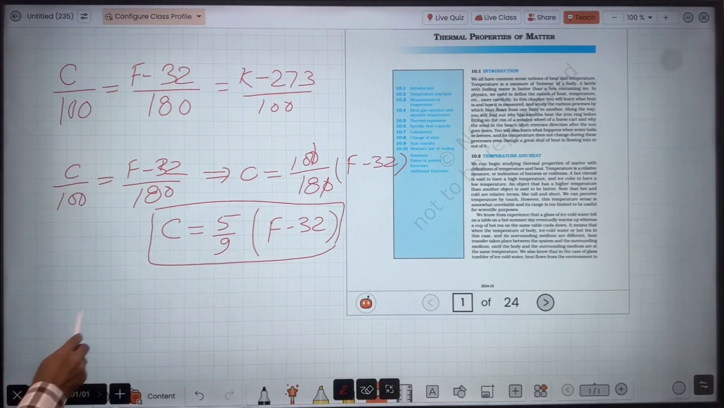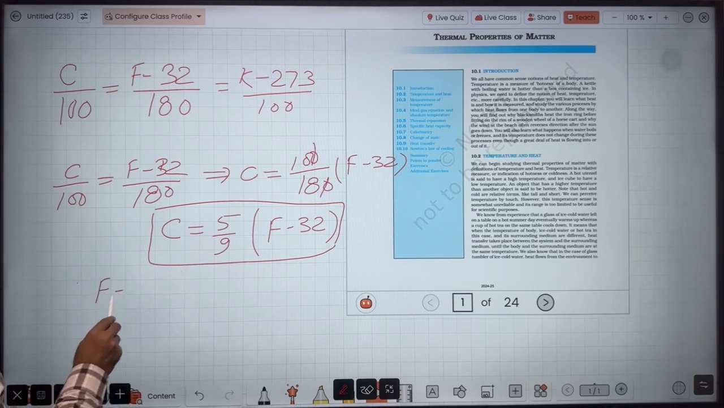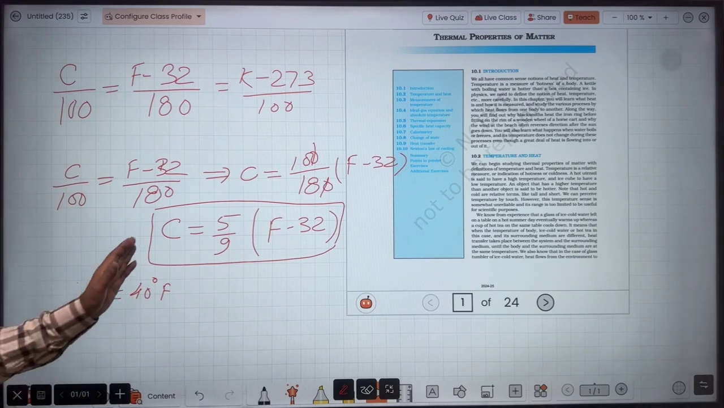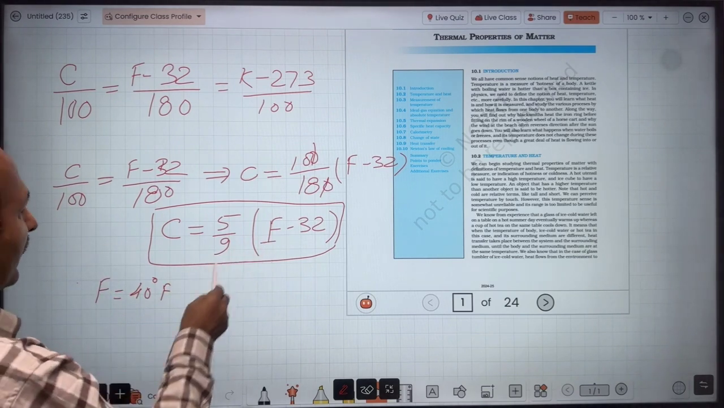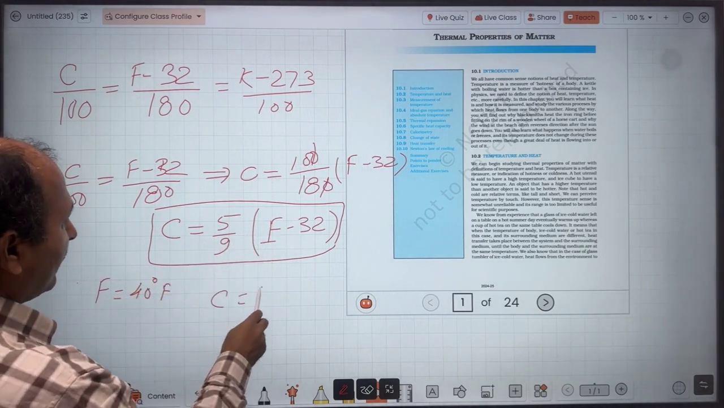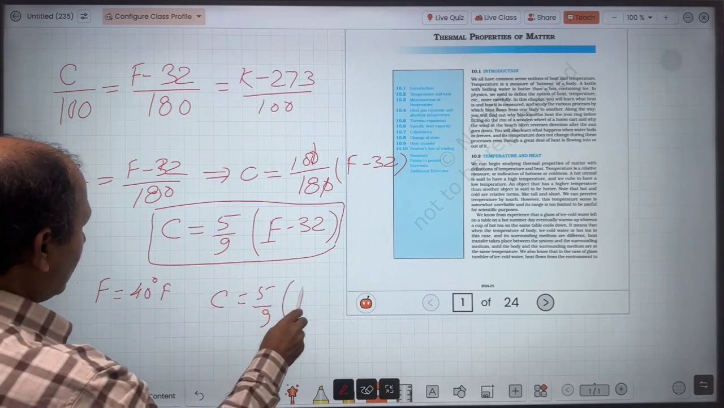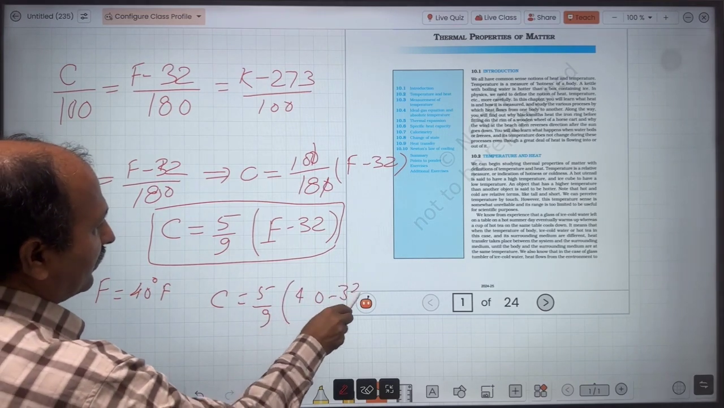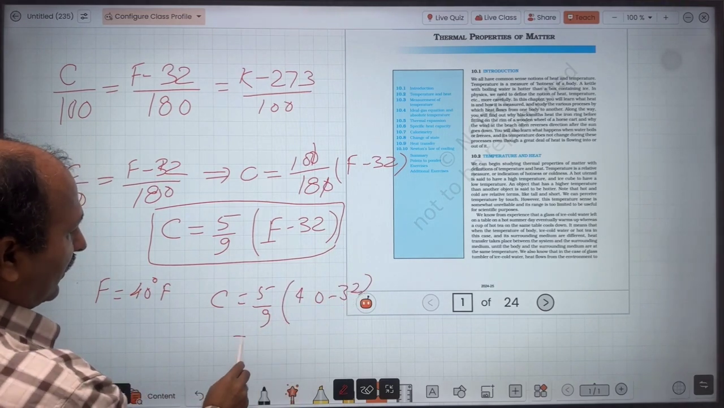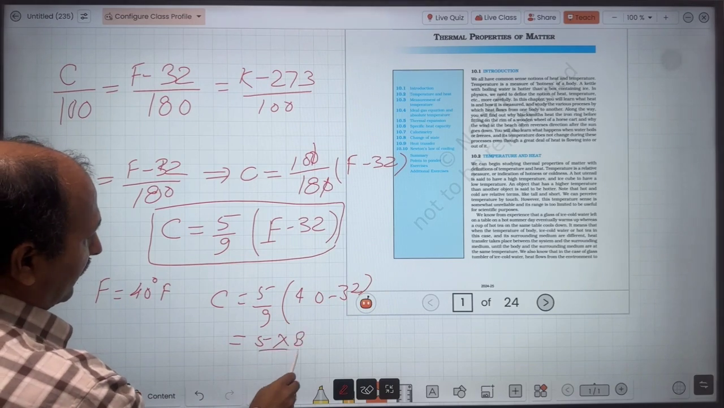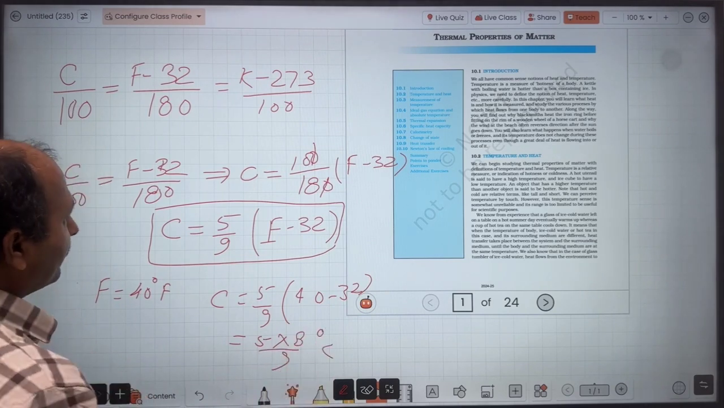For example, suppose F equal to say 40 degree F. So what is degree centigrade? Put the value of F here. So C will be 5 upon 9 times 40 minus 32. So you will get 8 from here. So 5 into 8 divided by 9 degree centigrade.